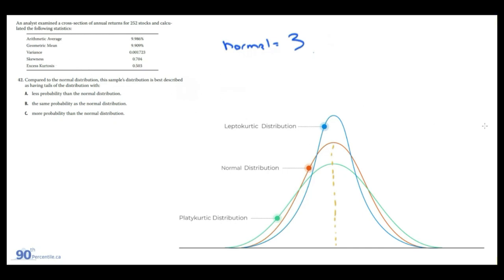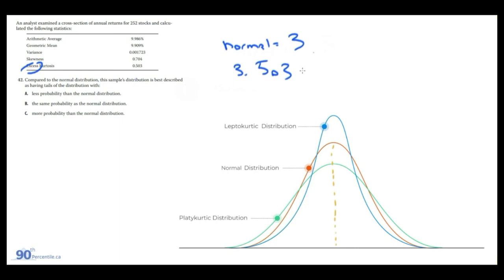Here in the question, we're actually given excess kurtosis, which you have to be careful about, because when we're talking excess kurtosis, we're talking excess over the normal distribution, so over 3. So the kurtosis of this data set is 3.503, so the 0.503 plus the 3. If it was just plain kurtosis, it would be different, and I'll get to that in a second. But excess kurtosis is excess over 3, so 3.503 in this case.